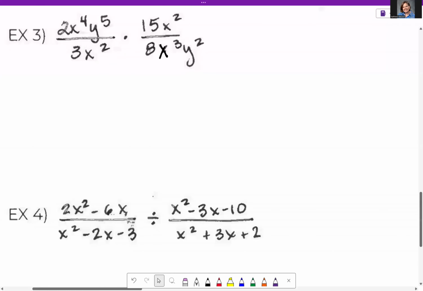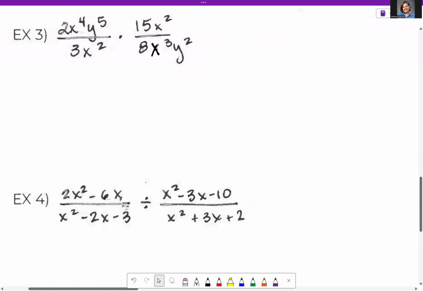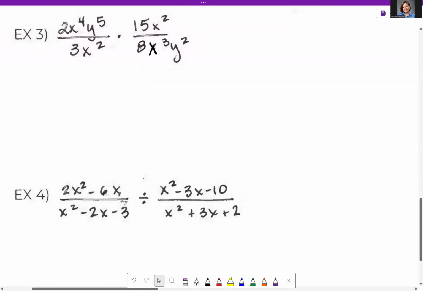I have two examples here of rational expressions with operations. I have two rational expressions that I'll multiply and two rational expressions that I will divide. When I multiply, I factor the numerator and the denominator, looking for common factors so that I'll be able to reduce these fractions.